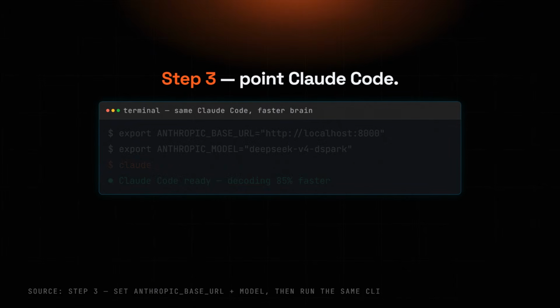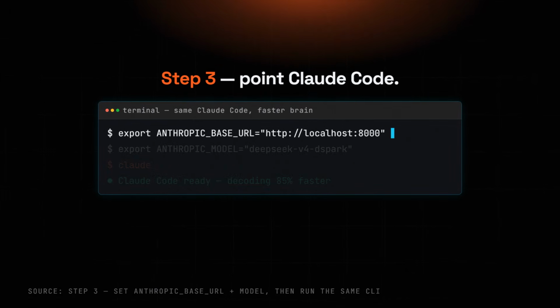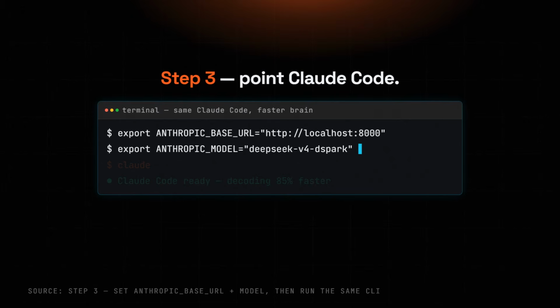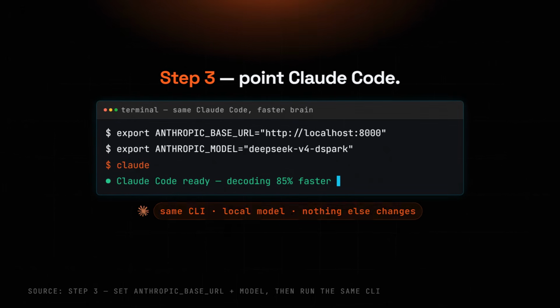Step 3. Point Claude Code at it. Export the base URL and the model name. Run the same Claude command you always do. And the harness you know now drives a local model that decodes 85% faster.